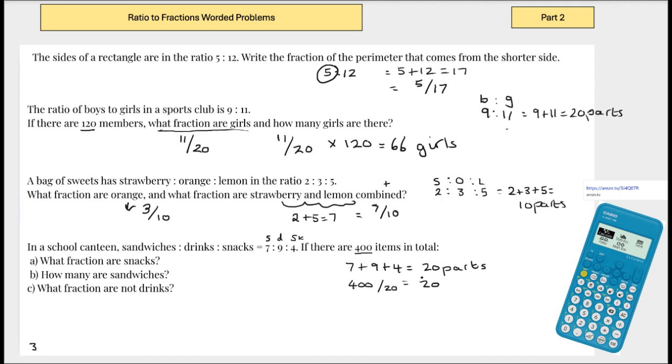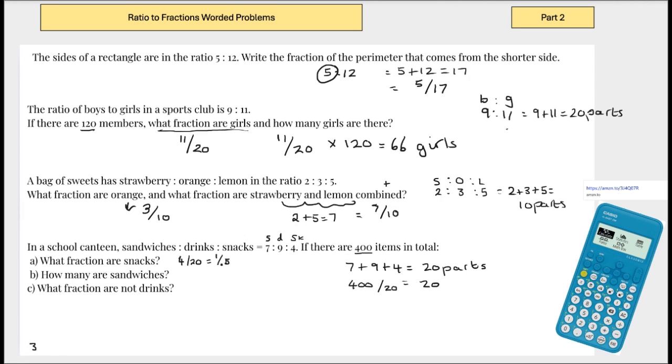So let's do that again. What fraction of snacks? So we have 4. So it's going to be 4 over 20. I don't like leaving a fraction like that because what can I do? Yes, I can simplify it. So I'm going to go 4 is 1 and 4's into 20 go 5, which is 1/5. So what fraction of snacks? 1/5. Okay, you've all got that.